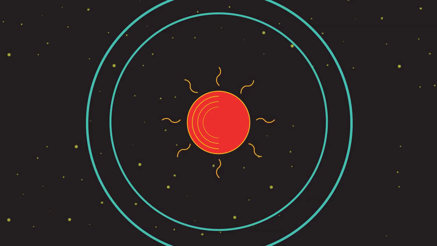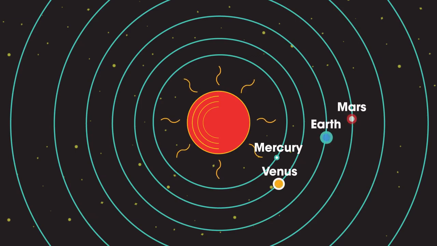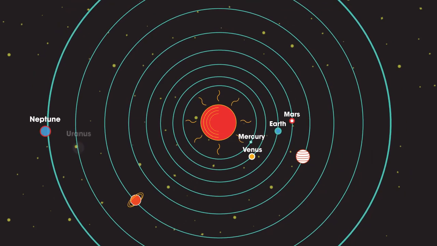This means that objects in small orbits, such as the inner planets Mercury, Venus, Earth, and Mars, travel faster than objects in larger orbits like Neptune or Uranus. Now, isn't that all out of this world?